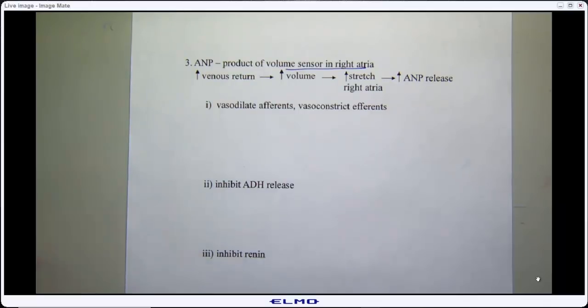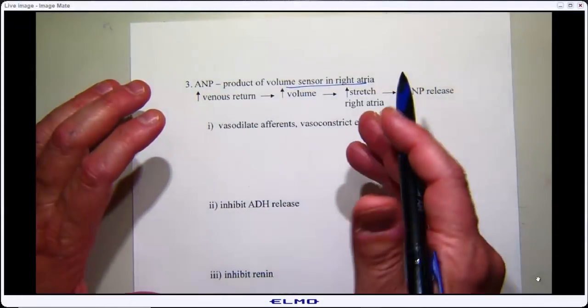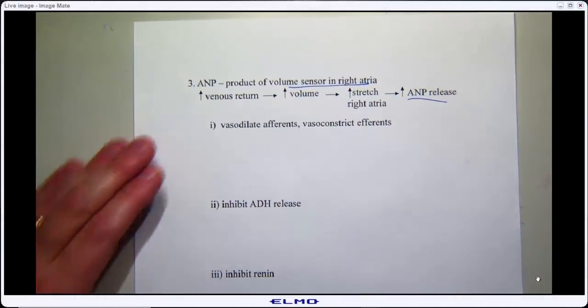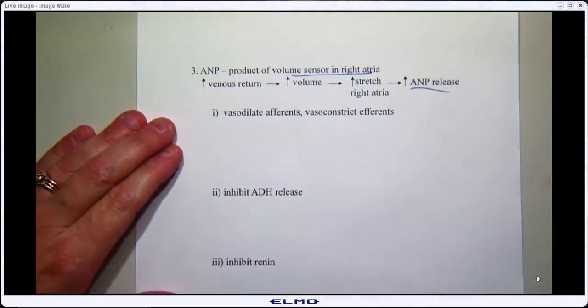Okay? So we've been releasing atrial natriuretic peptide every time we increase venous return. If you go back to those cardiovascular mechanics exercises that we did, every time we messed with venous return, we changed atrial natriuretic peptide. That would have been its stimulus. So if we increase venous return, increase volume, we've increased volume in the right atria, we've stretched it, and that stretch causes the release of atrial natriuretic peptide from cells hanging out right there. Okay. So what does atrial natriuretic peptide do?